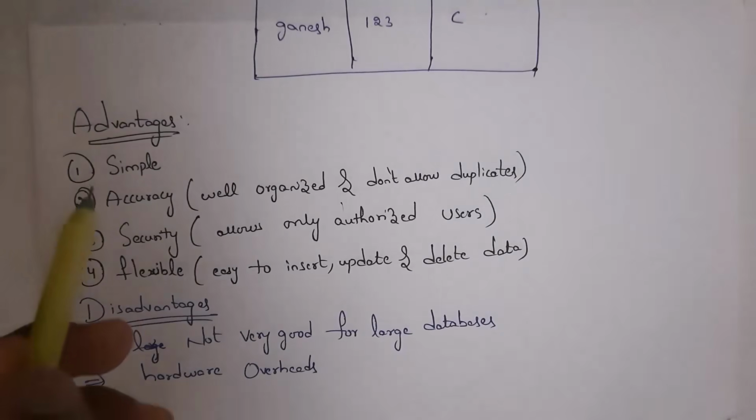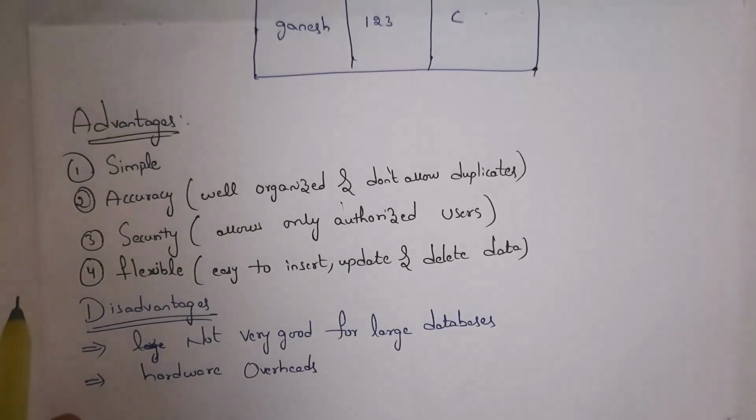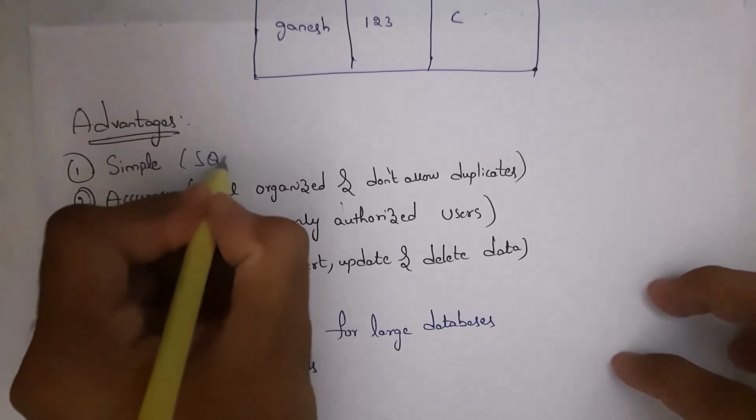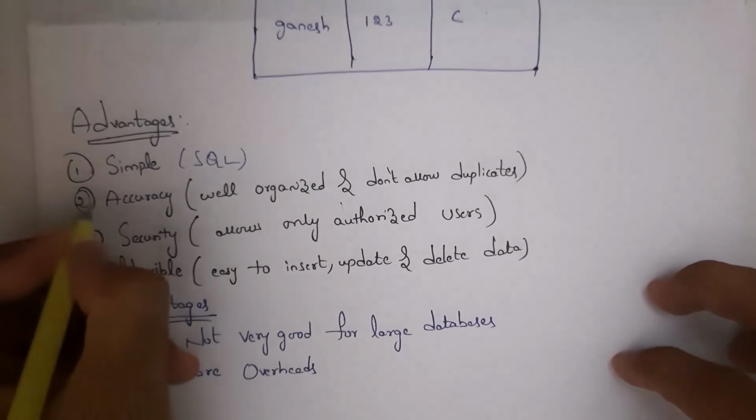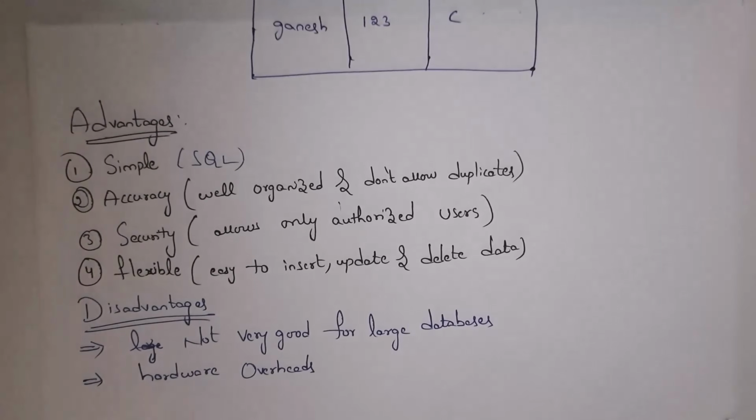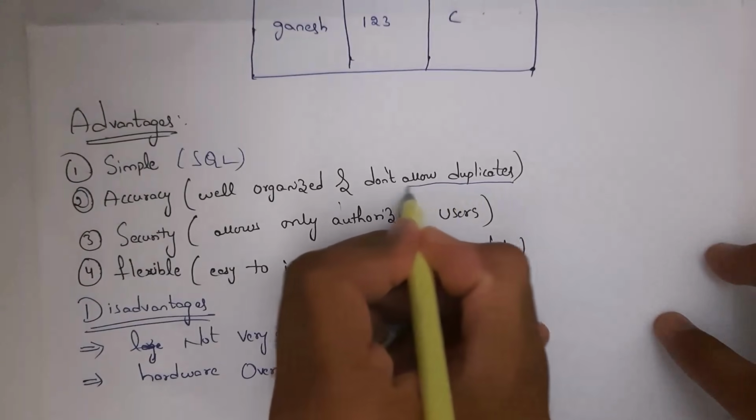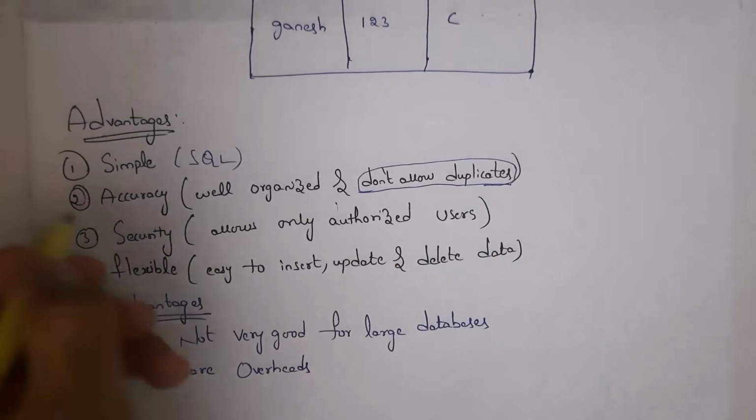These are advantages of relational model. First one is simple. When compared to all models, relational model is very simple because if you know SQL, that is structured query language, you can easily use this relational model. And next one is accuracy. Whatever the data that is present inside relational model, all those data will be correct because relational model will not allow duplicate values and all those data is in well organized format. So accuracy is one of the advantages.